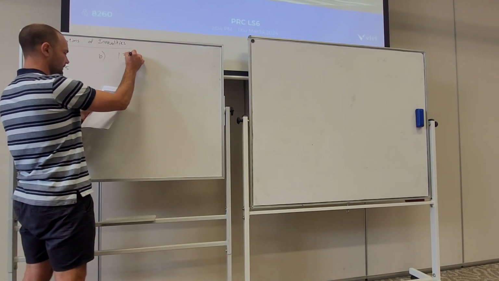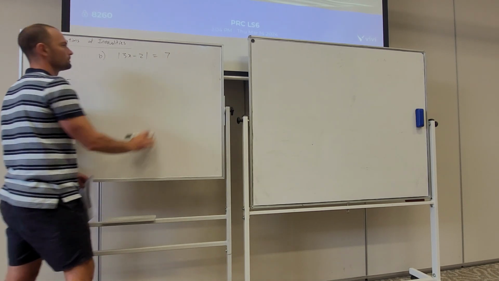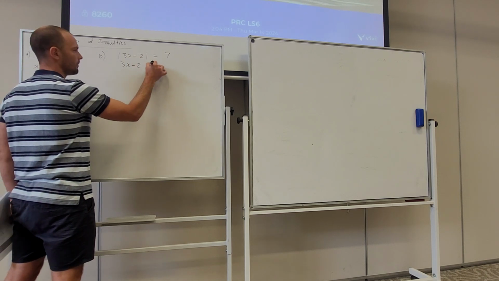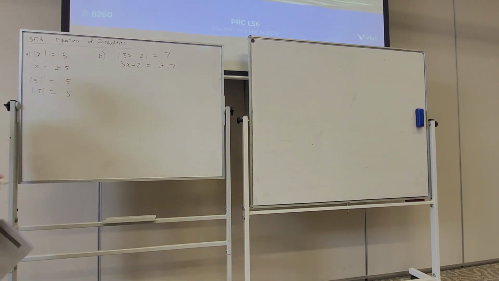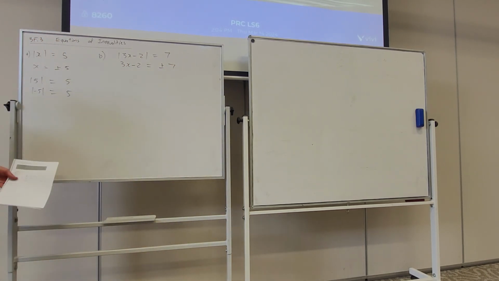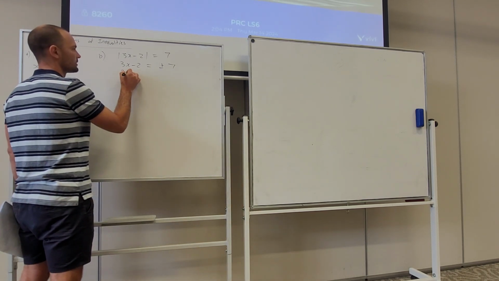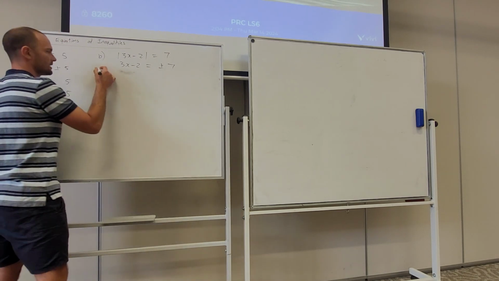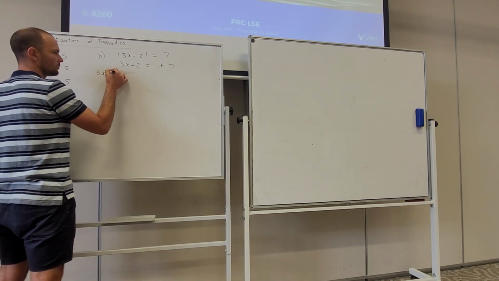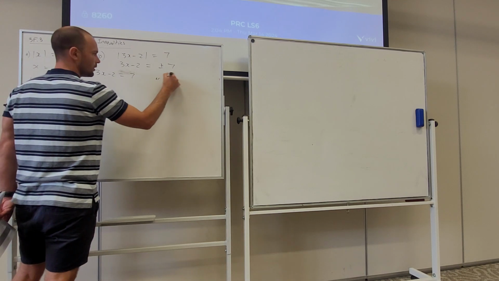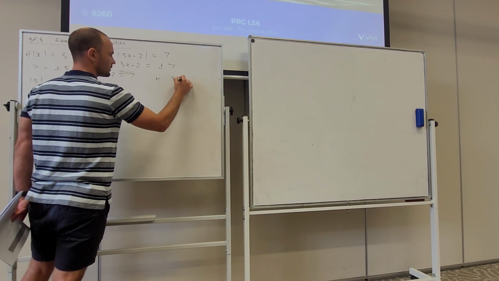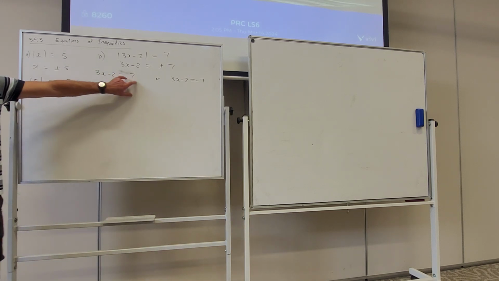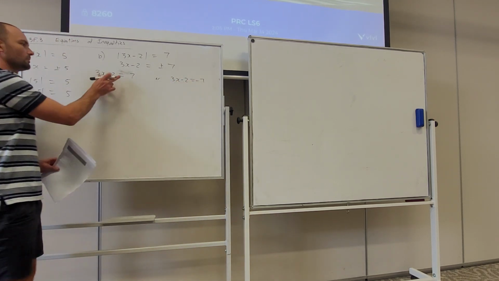We have the modulus of 3x take 2 equals 7. What we do is we get rid of the modulus and make it equal to plus or minus 7, and then we solve through to get x by itself. We will add 2 to both sides. Let's break it up into two circumstances. We've got 3x take 2 equals 7, or 3x take 2 equals minus 7. So we're considering the positive case and the negative case.